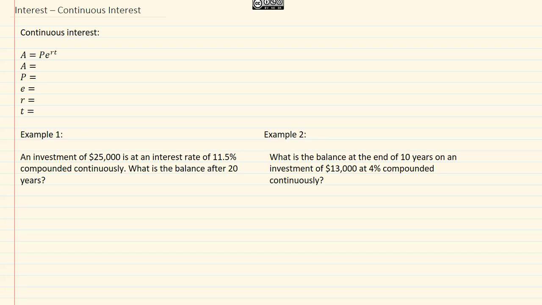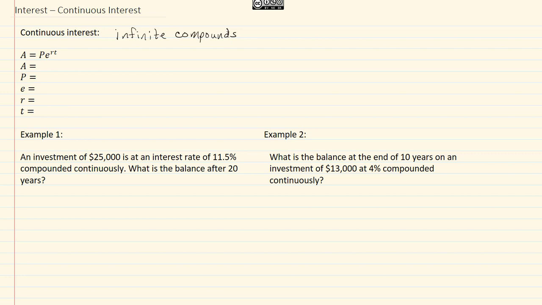Continuous interest is when we have infinite compounds, versus compound interest, which is where we have a specific number of compounds, like say 4 for quarterly. So our formula is A equals P e to the RT.